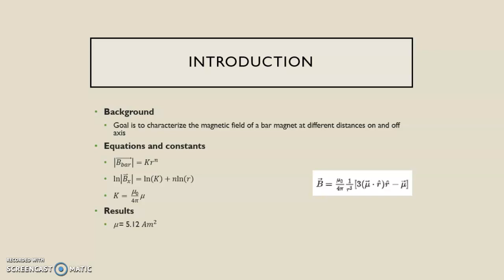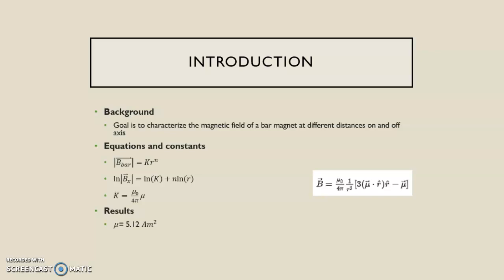As some background, the goal of the experiment was to characterize the magnetic field of a bar magnet at different distances on and off axis. I measured the magnet at different distances while accounting for the magnetic field of the Earth, done through a magnetometer app. I then eventually created a linear model that was used when plotting the data.